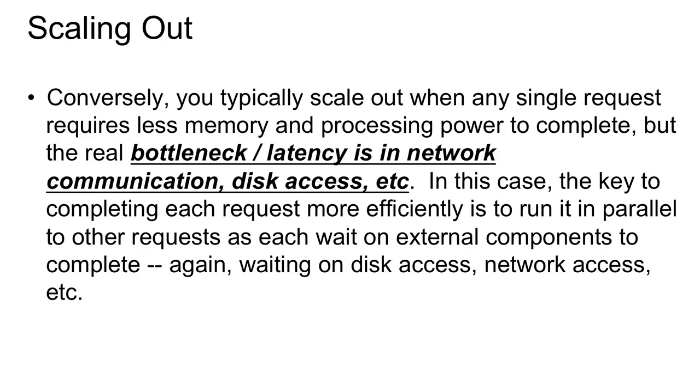Conversely, you scale out when any single request requires less memory and processing power to complete, or at least that's not really the latency in the system. However, you're waiting for network communication or disk access. So in that particular case, the key to completing each incoming request more efficiently is to run it in parallel to other requests, so that they each can be working and waiting on external components to complete disk access, network access, whatever have you, and so they're running in parallel.